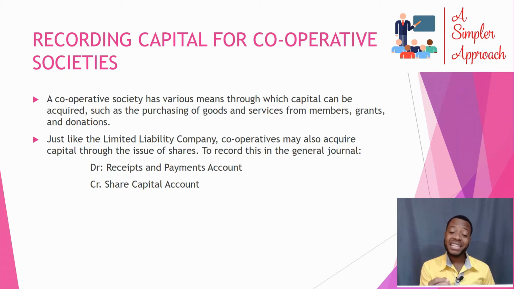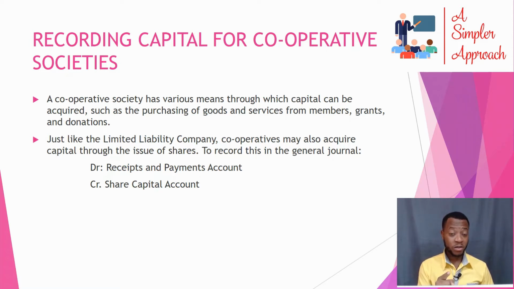If they sell shares to acquire capital, then recording it in the general journal would be a situation where you debit receipts and payments account and credit share capital. Okay? If you are asking yourself, why is it that we debit receipts and payments account and not cash book? I will tell you first, that's a very good thought, very good indirect question.